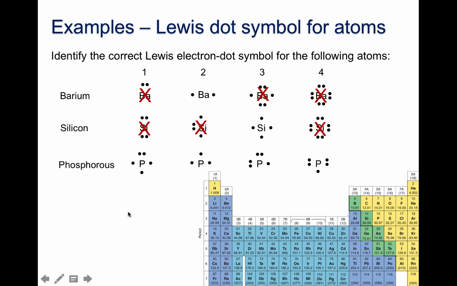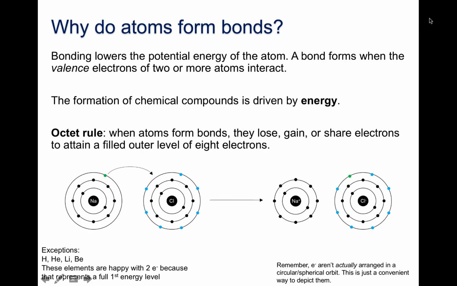And the one that correctly represents the distribution of those electrons around the atom would be choice number 1. That brings us into bond formation. Why do atoms even bother forming bonds? Why don't they just stay elements all by themselves?